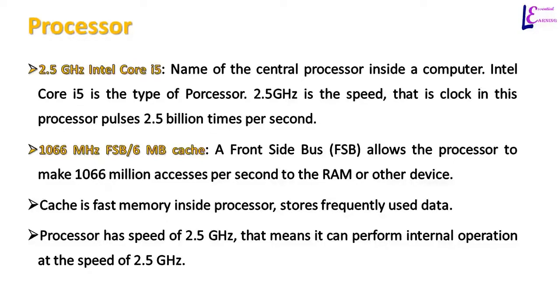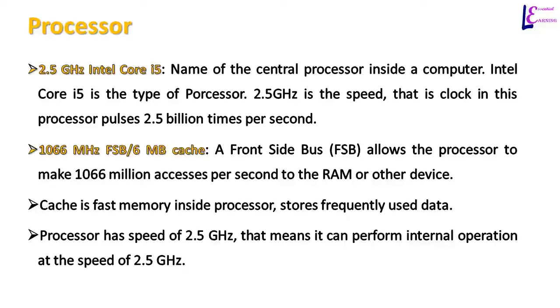Series named i3, i5 and i7 have two chips or processors. So this CPU will have two processors, both with a clock speed of 2.5 GHz, or maybe different.